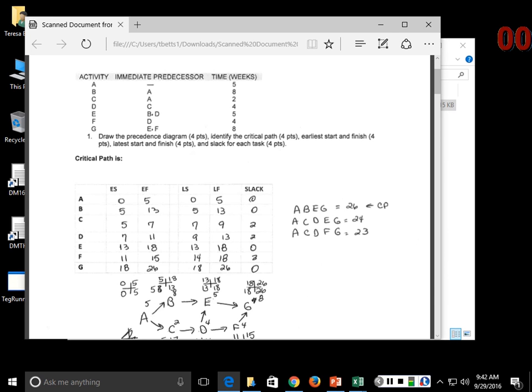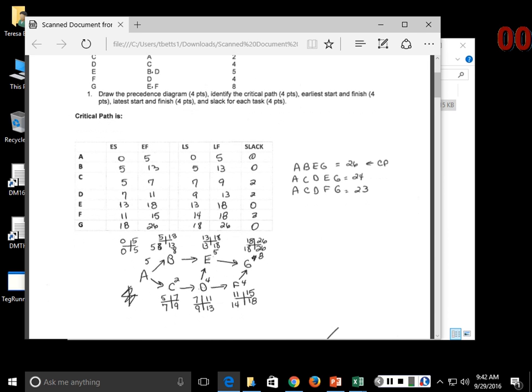There were a couple of bumps maybe on the latest start, latest finish, but again, you needed to identify the critical path, which again is the longest path through the diagram, right? You needed to draw the precedence diagram. It should have looked like this, okay?